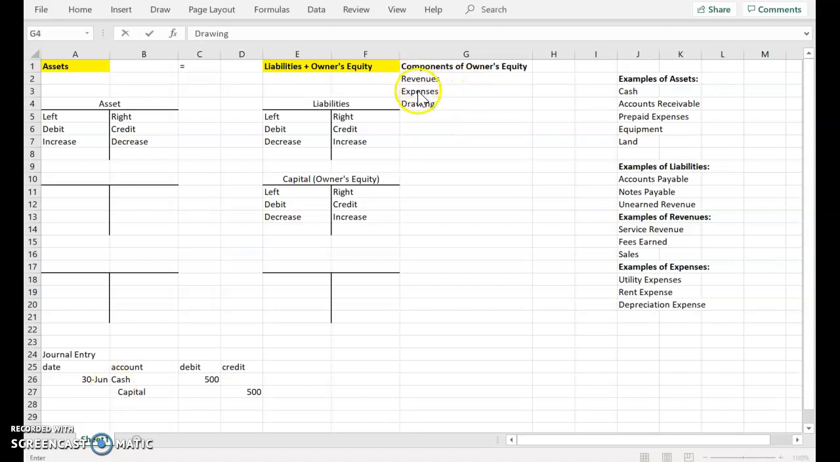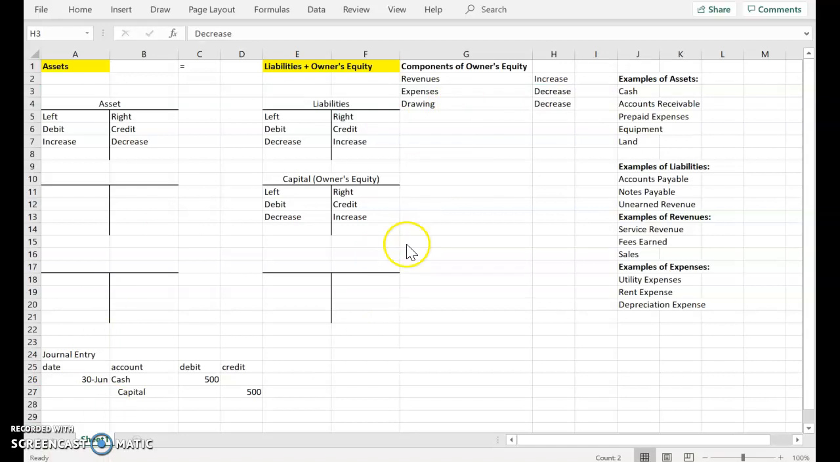So we have revenues, expenses, and owner's withdrawal or drawing. We need to look and see how these affect owner's equity. Revenues make owner's equity increase, so it has a positive relationship. Expenses make owner's equity decrease, so it has an inverse relationship with owner's equity. Drawing also makes owner's equity decrease, so it also has an inverse relationship with owner's equity.